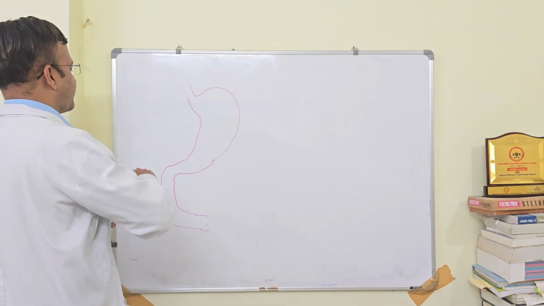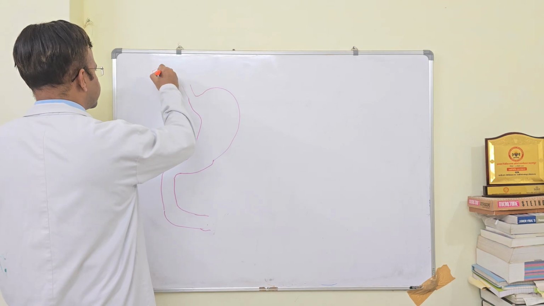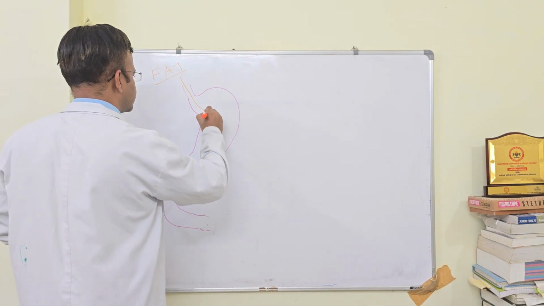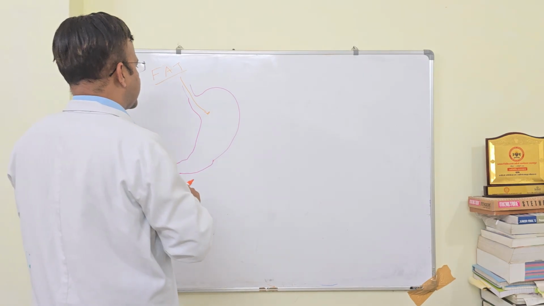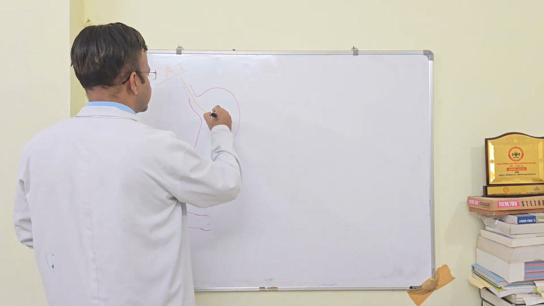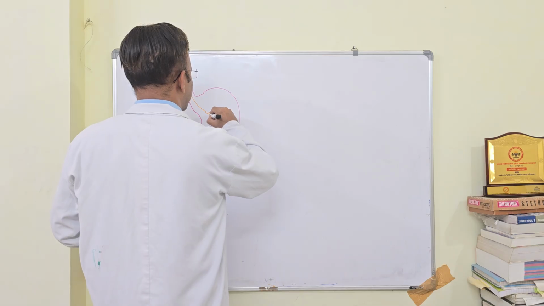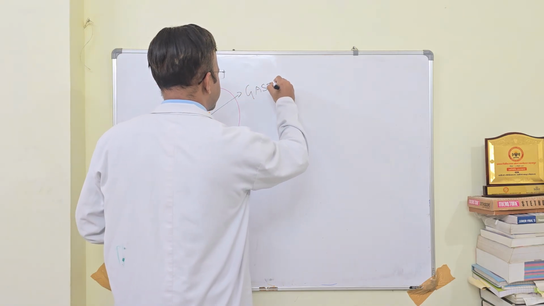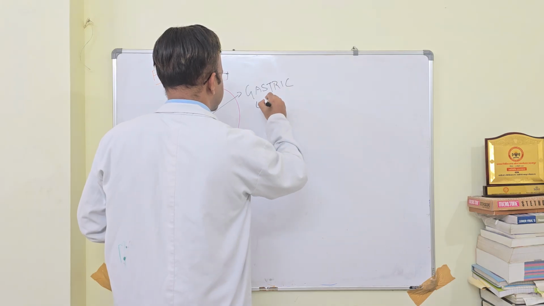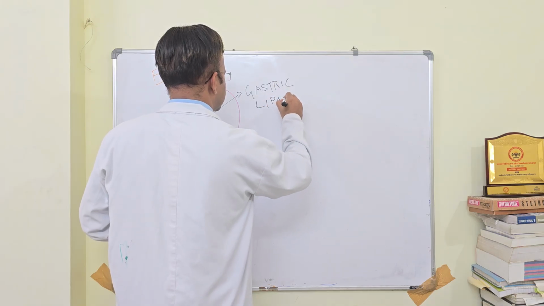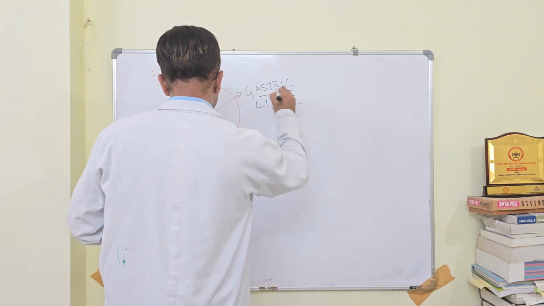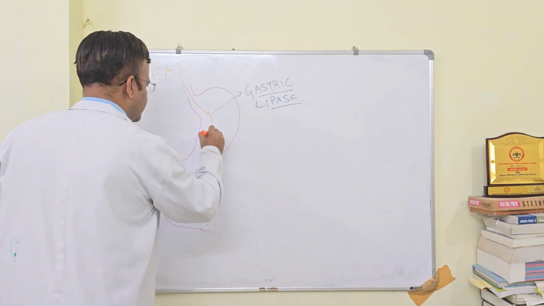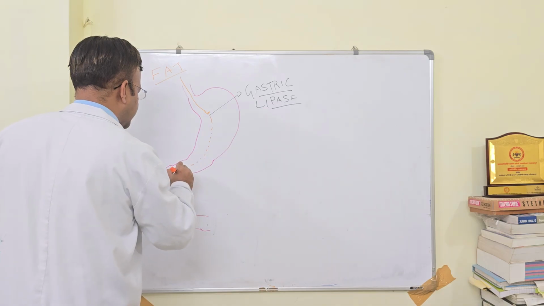Now suppose the fat comes inside from here, right? And for digesting fat, what have we got? In the stomach, we have got gastric lipase, but it causes only limited digestion, right? Now this chyme will go further over here.